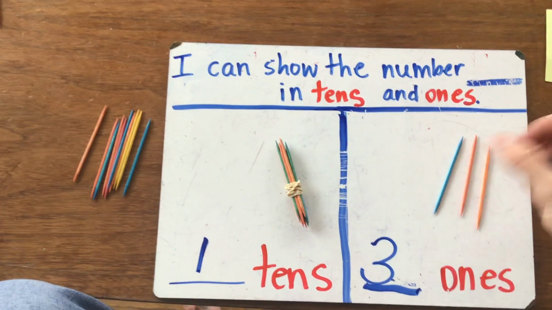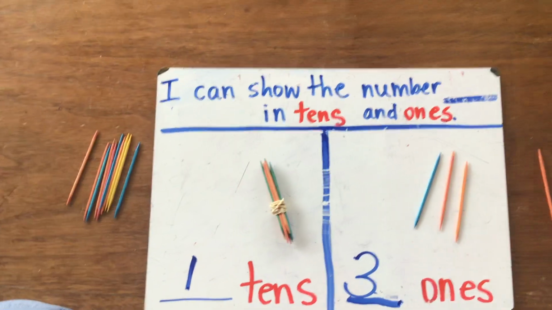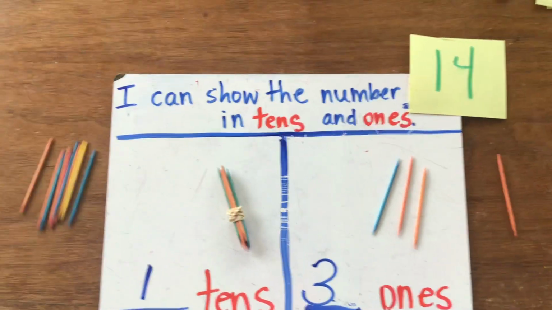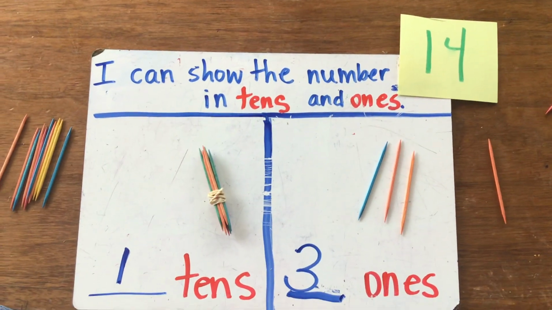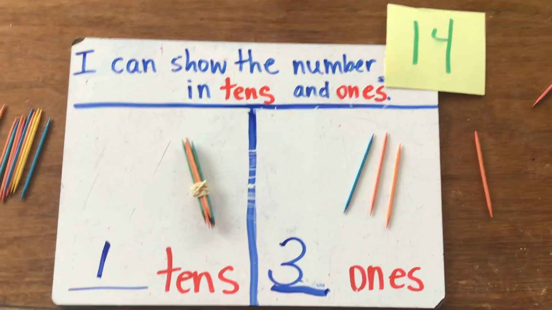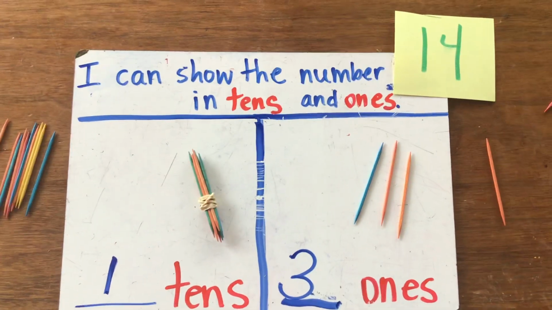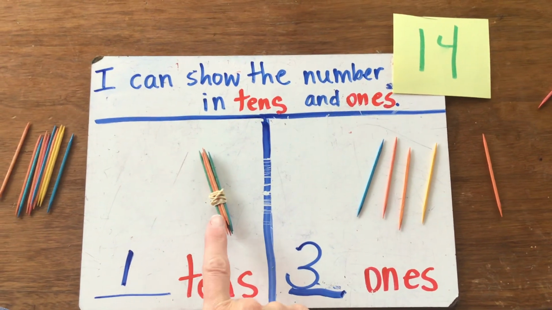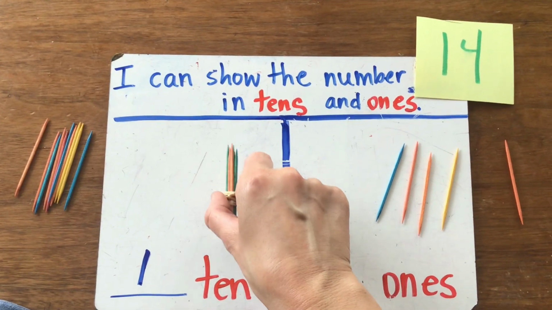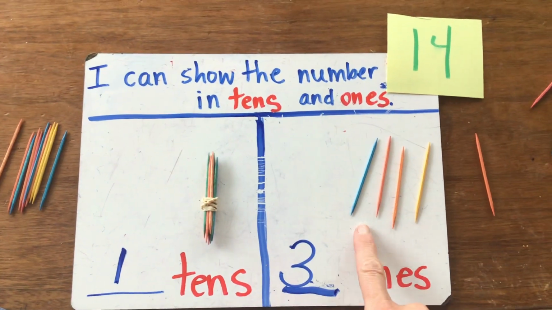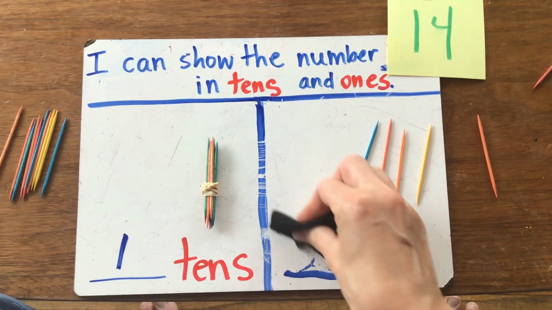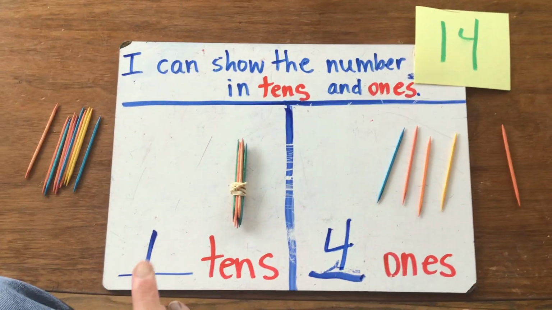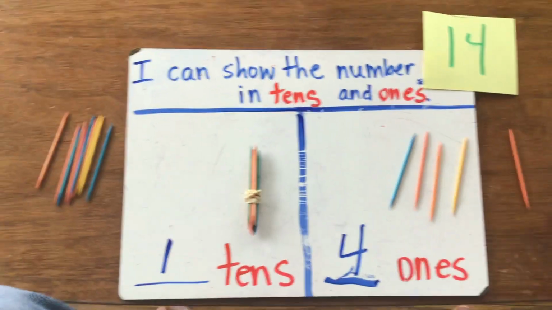Okay. Let's leave our 3 on and let's make a new number. Our next number we're going to make is 14. Guys, how many more will we add? We already had 13, and we're going to add how many more to make 14? That's right, just one more. So what changes? Does the tens place change? Nope. 14 is still one group of 10. And how many ones? 4. So we change the ones to a 4, and we made our number. A 1 and a 4, 14.